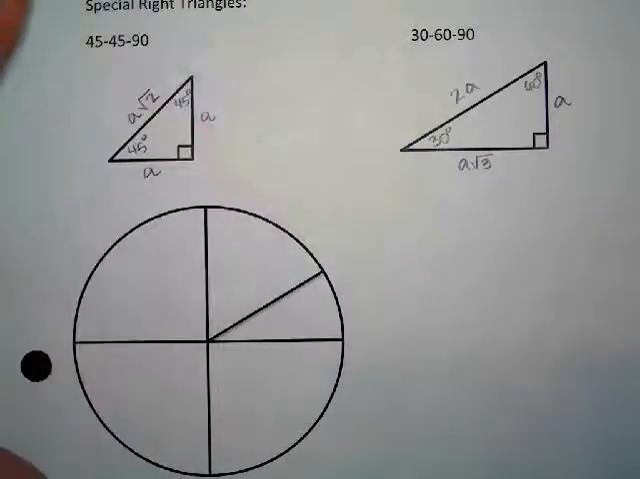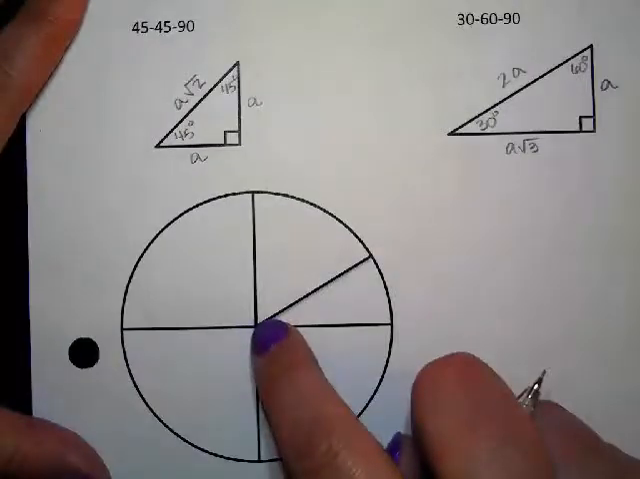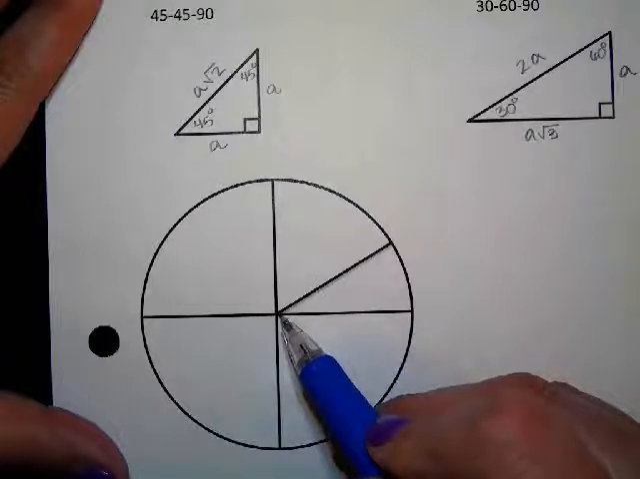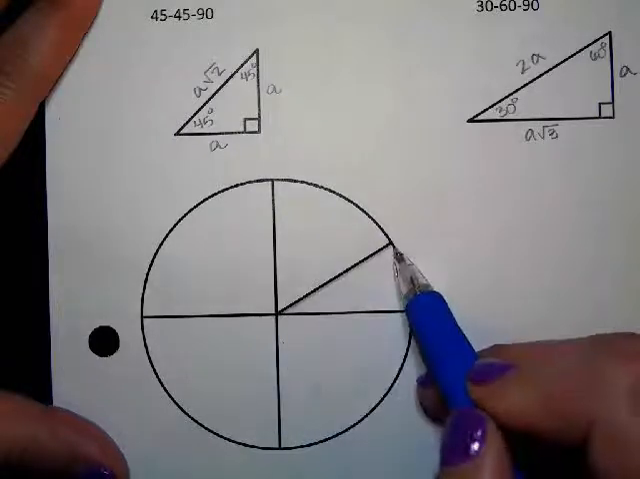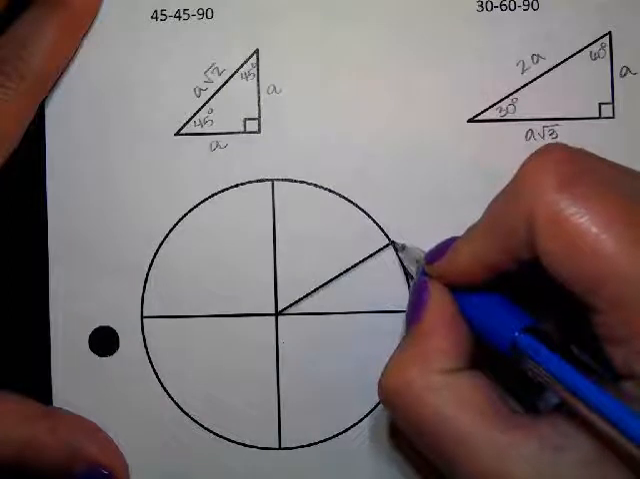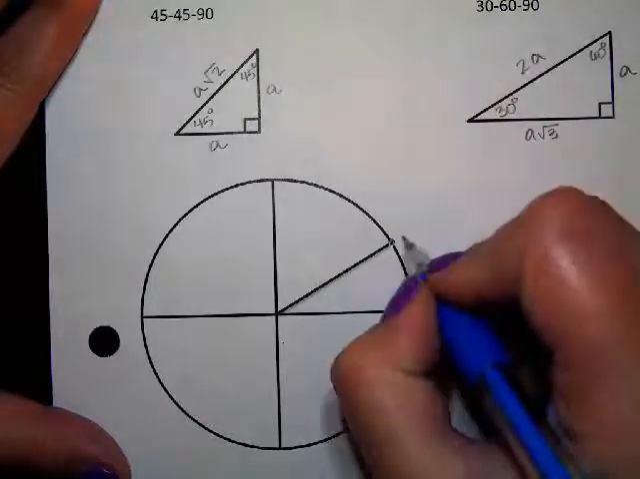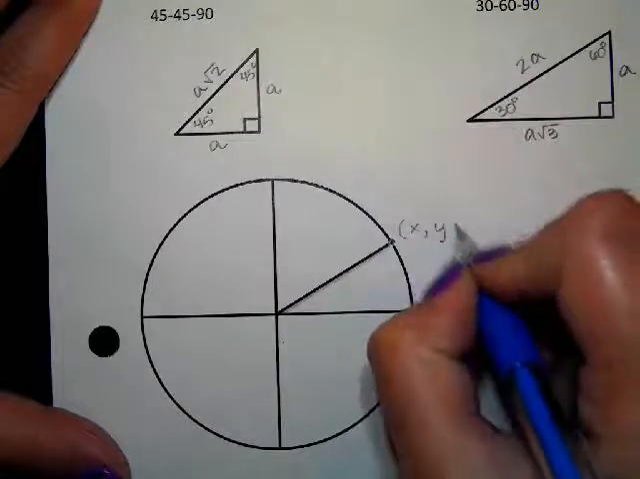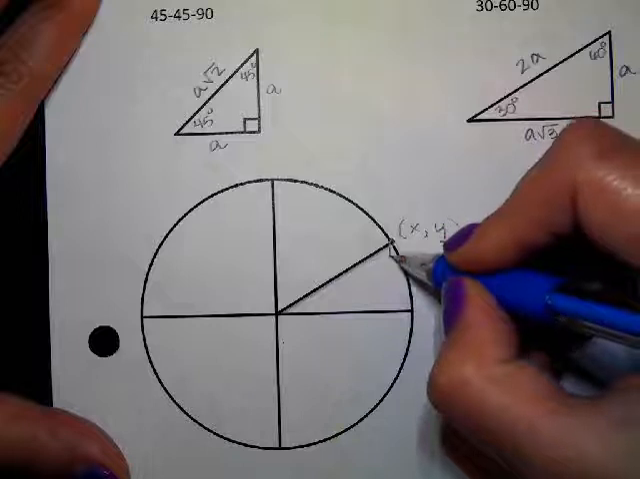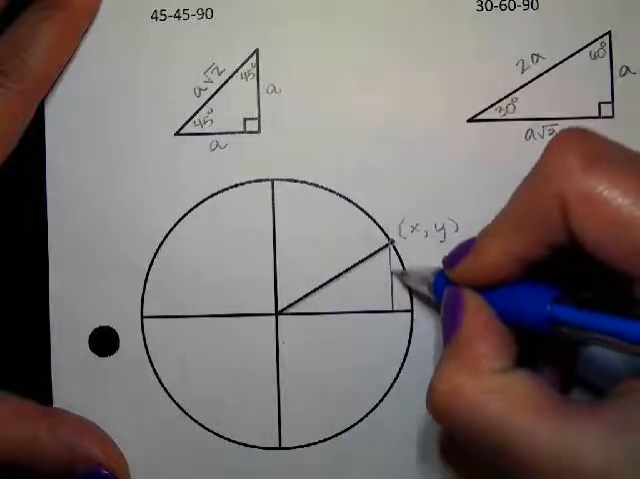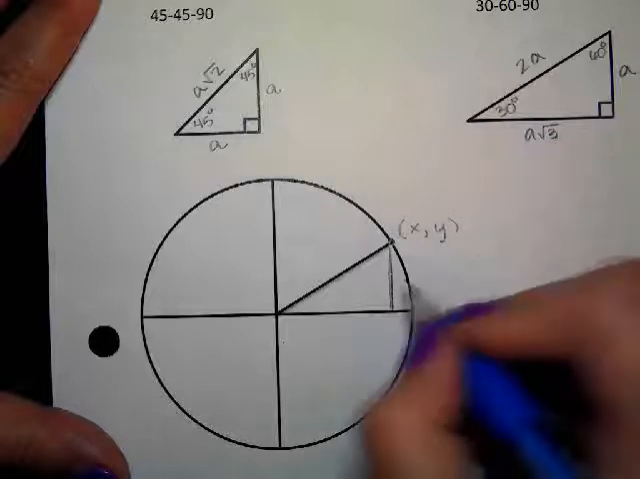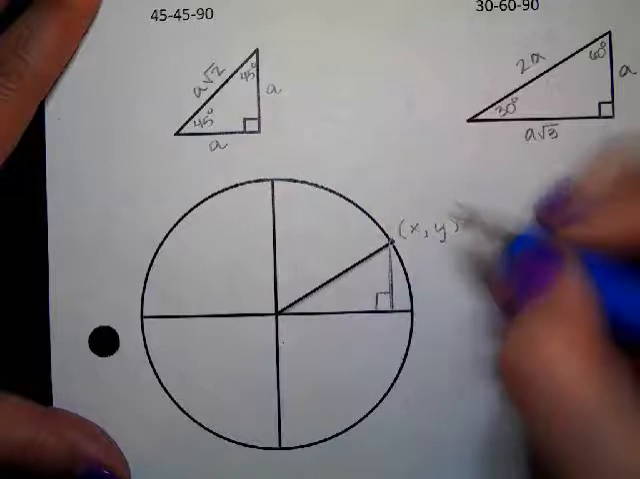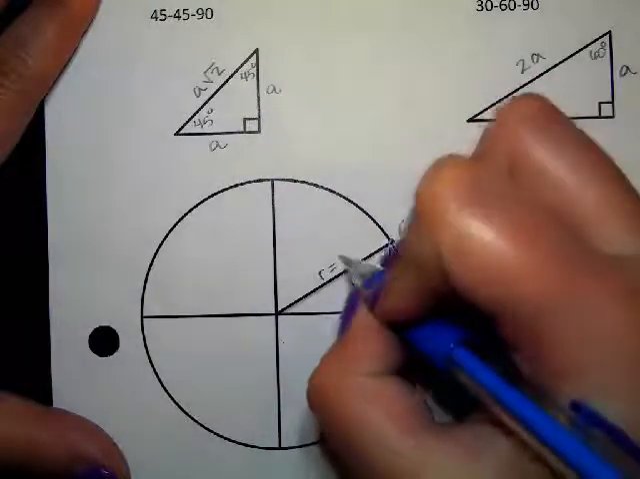So what we're going to do first is look at this line right here. If we were to take the unit circle and draw a radius from the center of the circle to the edge of the circle, right here, here's our x and our y coordinate. So we have an x coordinate, we have a y coordinate right there. I'm going to drop a line straight down right here. So I have just built a right triangle. And since this is a unit circle, the radius here equals 1.